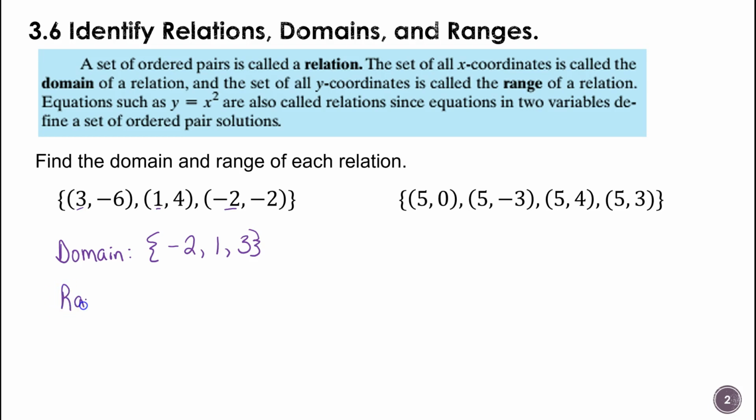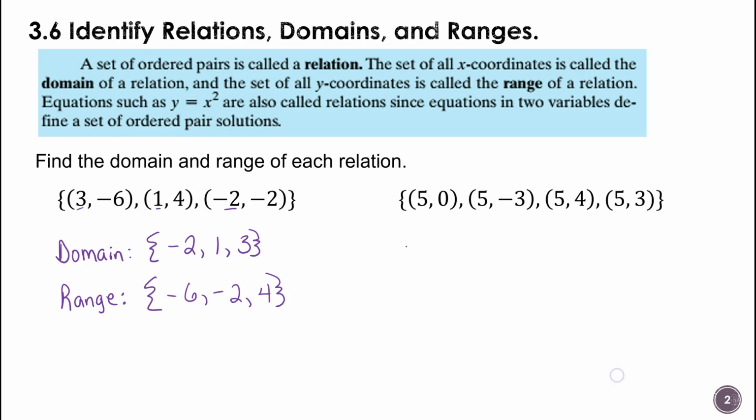And then the range would be all the y values. So the range, once again, we put it in the braces. The range is going to be -6, -2, and 4. And that's simply what you do whenever you're looking at these types of relations. That's how we can write domain and range.